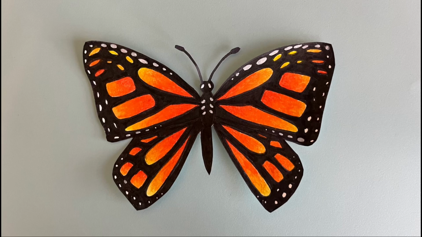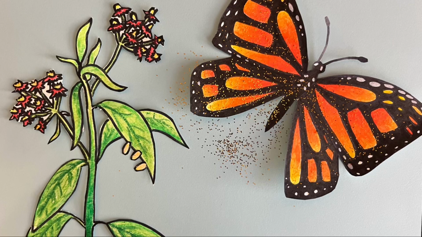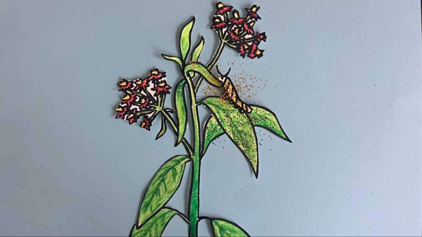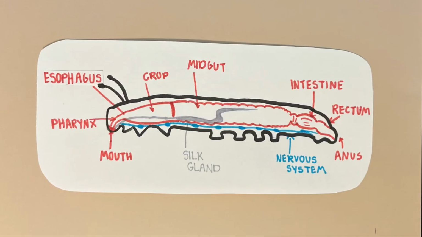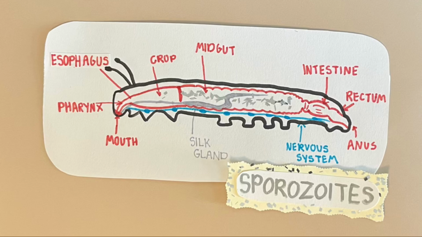Adult butterflies carry OE as tiny spores on their bodies. When an infected female lays eggs, spores fall off of her abdomen onto the milkweed leaves. Then, her caterpillars eat those leaves and swallow the dormant spores. Inside the caterpillar's digestive system, the spores crack open, releasing sporozoites, the active form of the parasite.